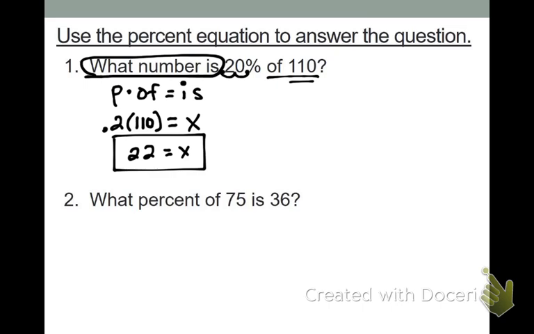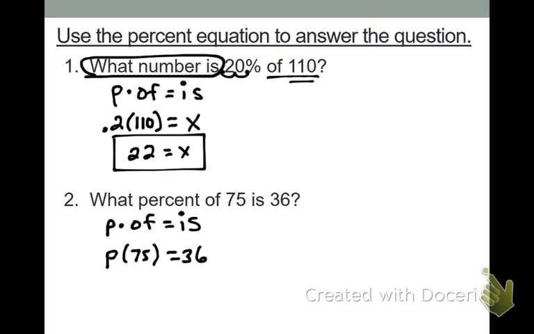What percent of 75 is 36? Once again, you're going to start off with our new formula, P times of equals is. Okay, we're looking for the percent, and we don't know what it is yet, so we're just going to leave it as a P. Do I know what my of is? 75. You're right, so P times 75. Do I know what my is is? 36, okay?